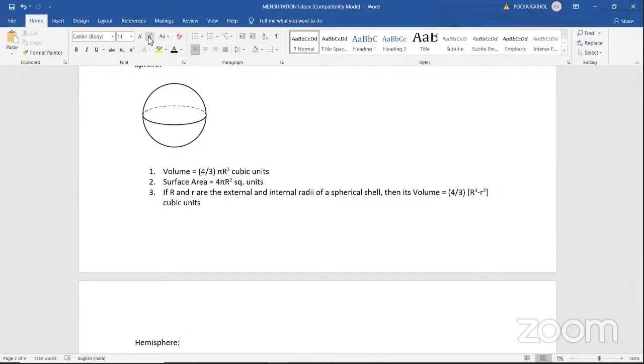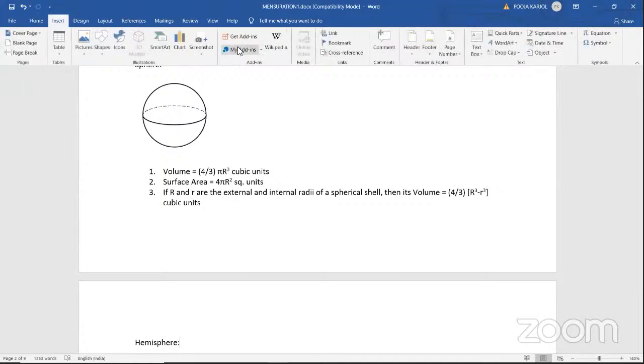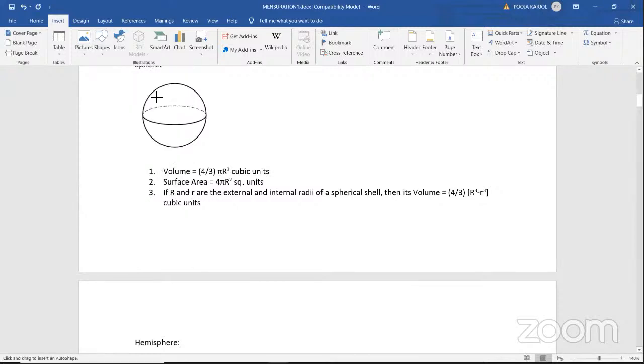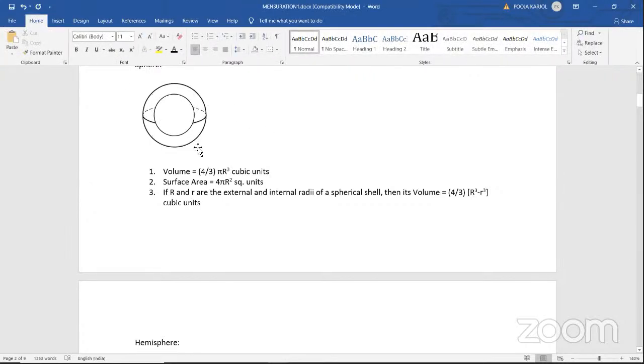Okay, suppose this is the spherical ball of surface. Okay, so from the outer surface to the center is called outer radius. Inner surface to the center is called inner radius. Capital R is the outer radius, small r is the inner radius. Okay. Then the volume would be 4 by 3 pi into capital R cube minus small r cube. Okay.